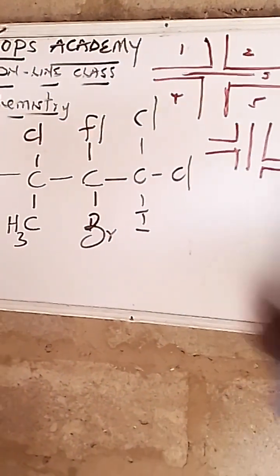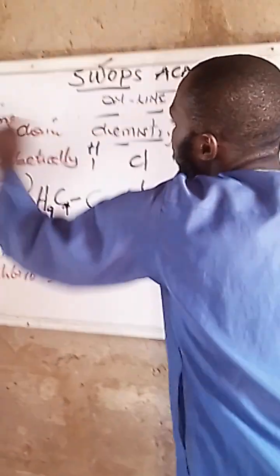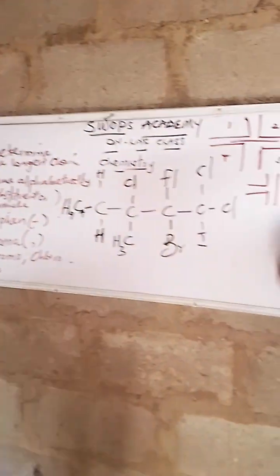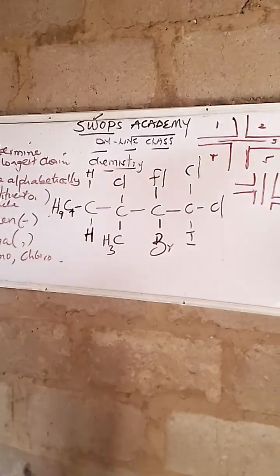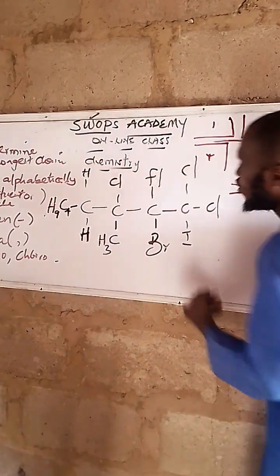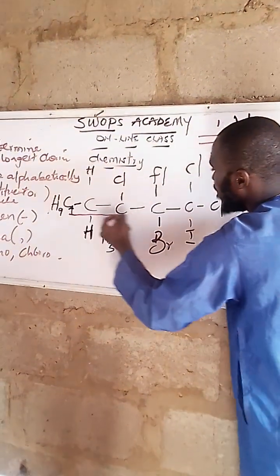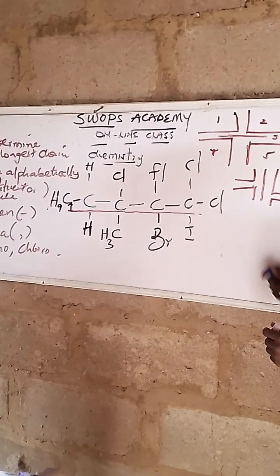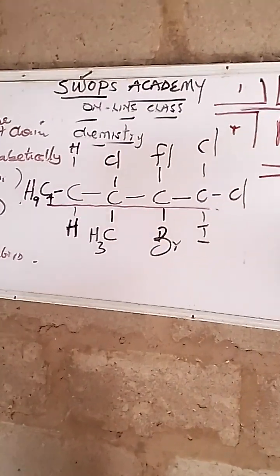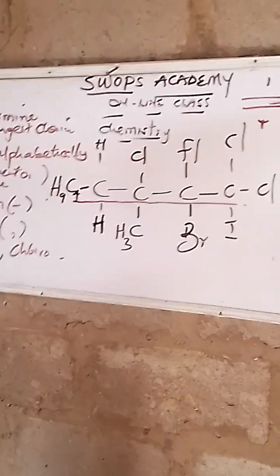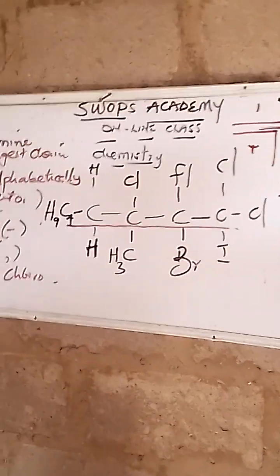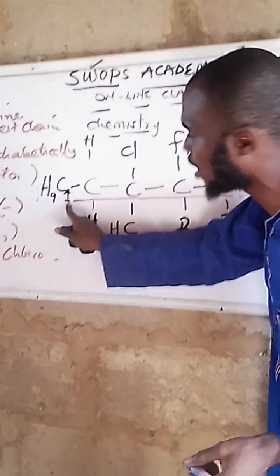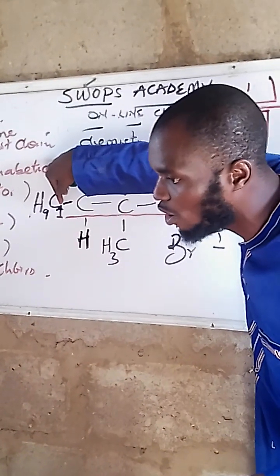Now, determine the longest chain. How do we do that? Let's firstly pick this one in the middle. When I say the middle, this is what I'm referring to. Now, what are we to be counting? The carbons. If we start from this angle, how many carbons are here? 4.